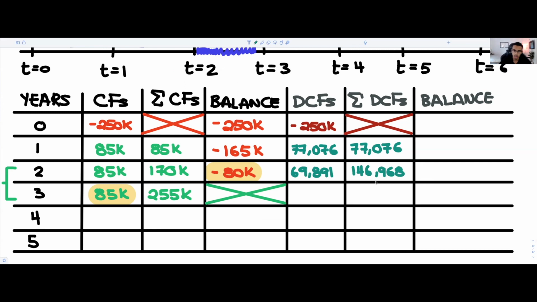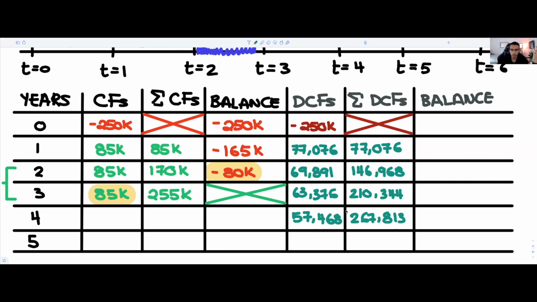146,568. At year 3, we're going to have 63,376, such that the sum will be equal to 210,044, and here we're going to have 57,468, such that the sum will be equal to $267,000.